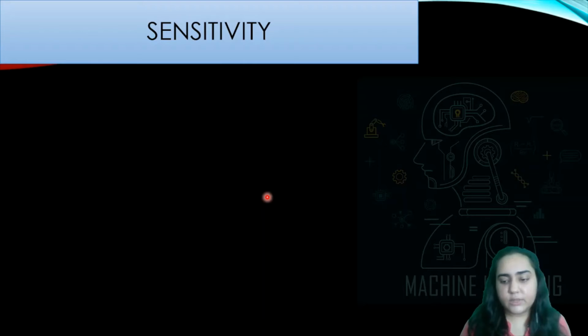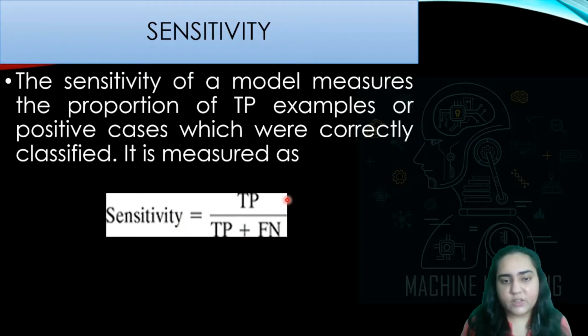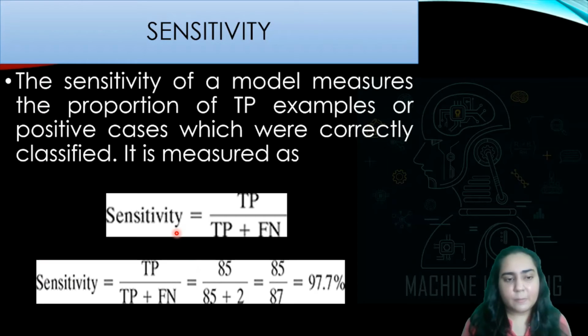Next, we have sensitivity, which is another way of evaluating a model. It measures the proportion of TP examples, which means true positive cases, which were correctly classified. And so this is a very simple one. You have true positive divided by true positive plus false negative. Why are we adding false negative? Because false negative means actually the case was true, but the model said it was false. So that's why it's true positive upon true positive plus false negative. So that is your sensitivity. Using our previous confusion matrix, we could calculate sensitivity like this. It would give us 97.7%.